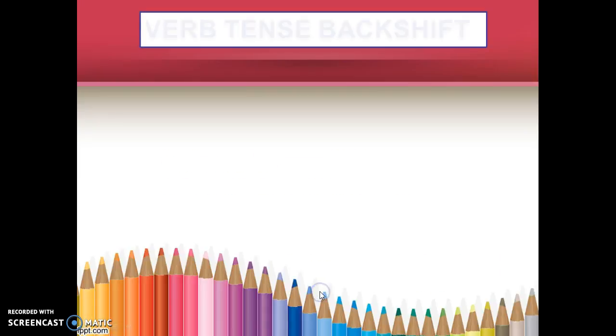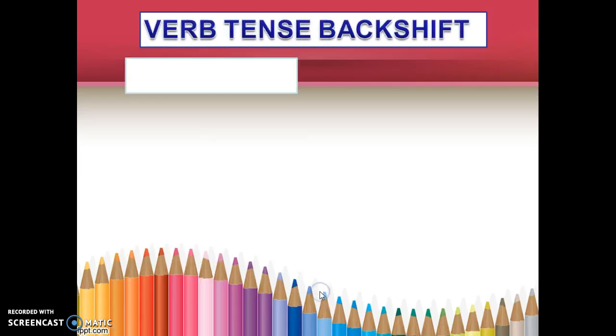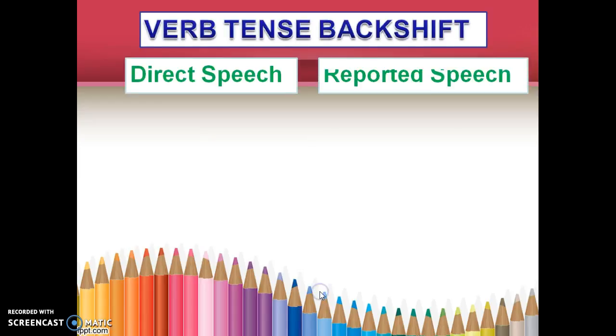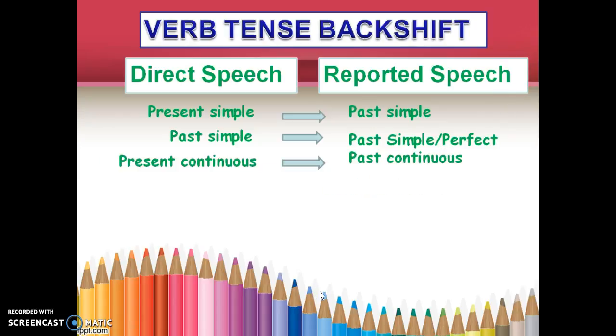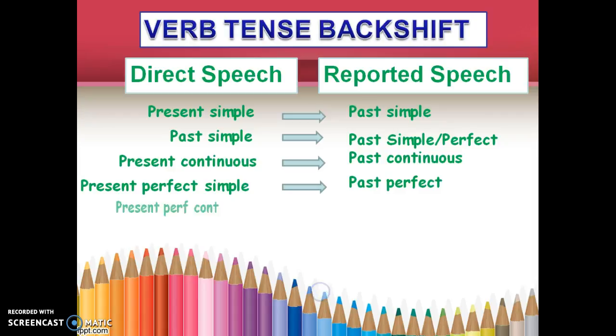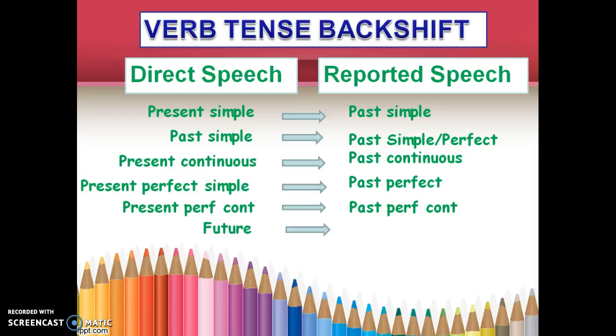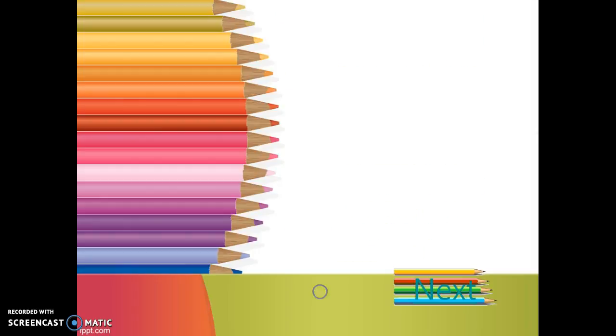Now, this is the most common tense backshift, direct and indirect speech, reported speech. Present simple changes into past simple. Past simple can stay past simple or become past perfect. Present continuous, past continuous. Present perfect simple, backshifting into past perfect simple. Present perfect continuous into past perfect continuous. That's the tenses. Future into conditional. Okay.